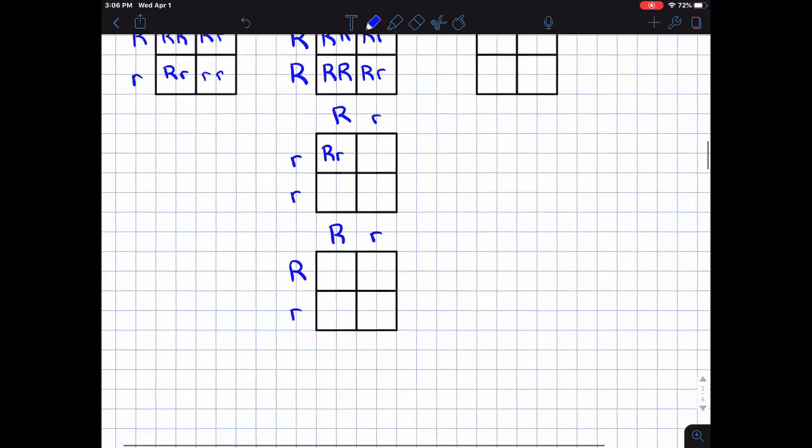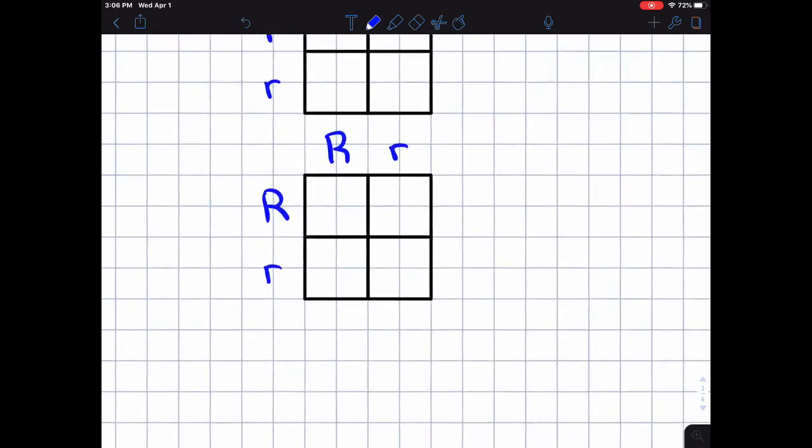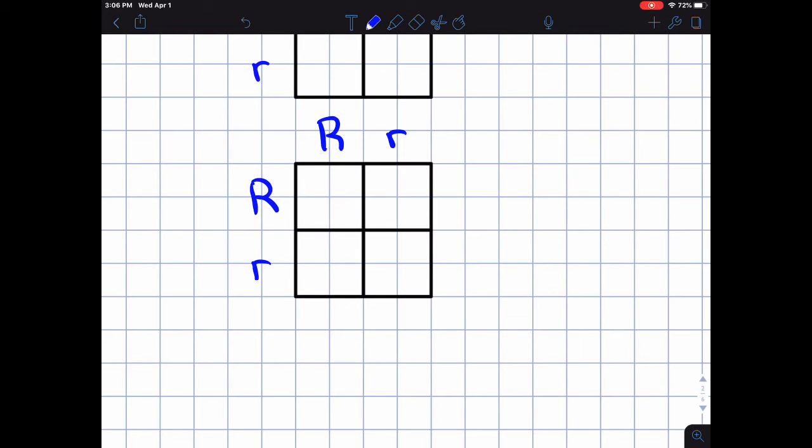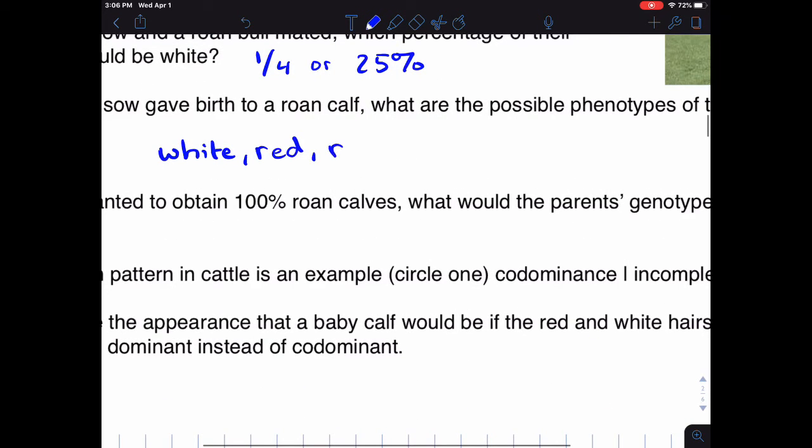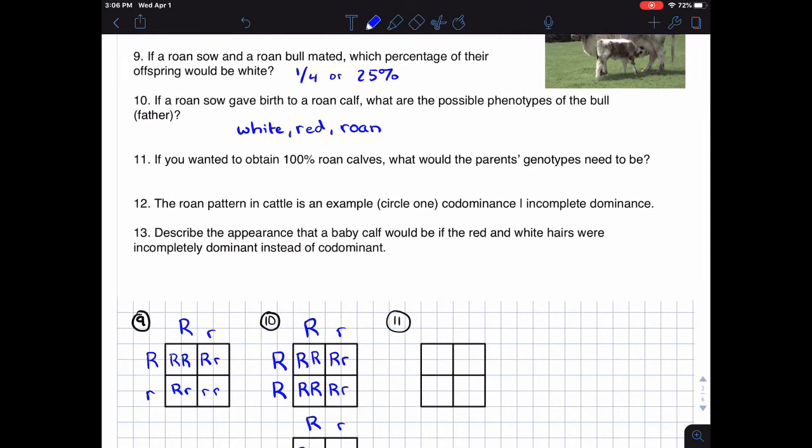And finally, we move on to the roan bull. So the first one, we get capital R, or white. And then the next one, we also get a roan calf. So with that in mind, we can say that the father can be a white, red, or roan cow, so it could be anything.